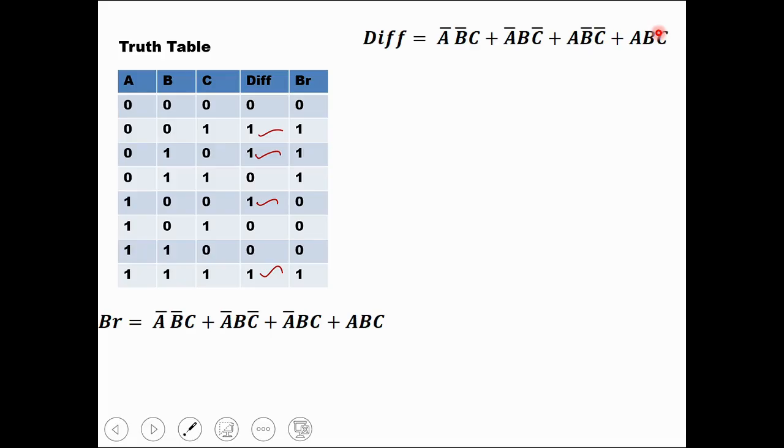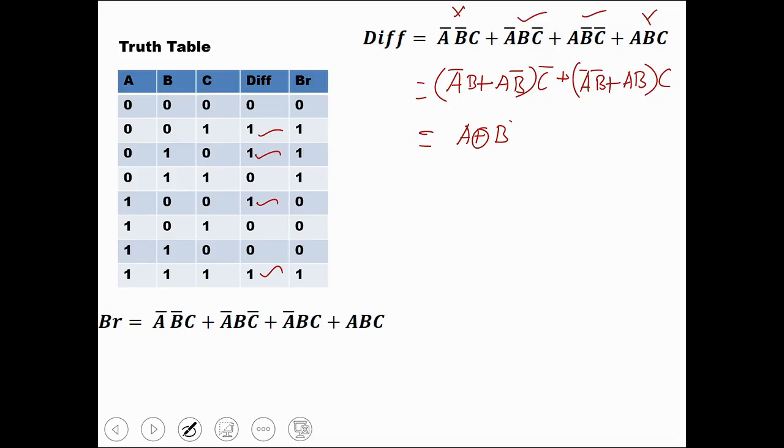Again, we have to simplify this expression. So if you combine the 2 inner terms, A bar B plus A B bar, the common term is C bar. If you consider these 2 terms, here C is common. So A bar B bar plus A B into C. So A bar B plus A B bar is again an expression for A XOR B.